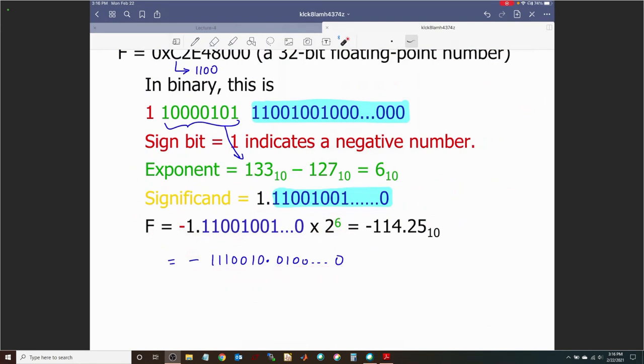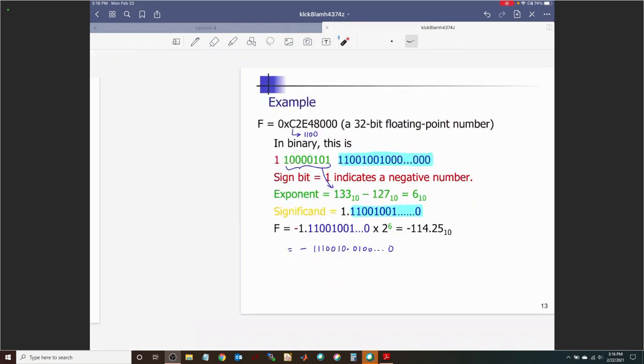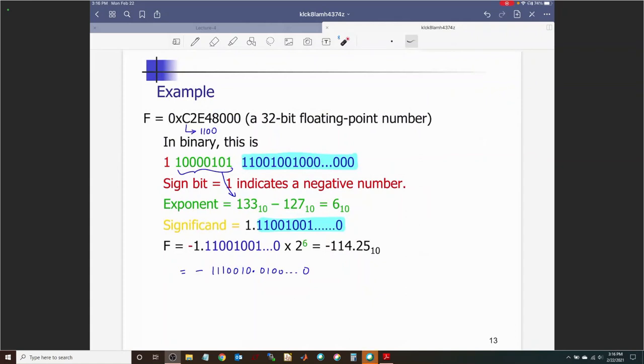Or you can find the value in binary of this and multiply it by 64. You can also do it that way. So there are a few options that you have. So now we did an example where we took the 32-bit sequence and we found the value it was representing. Questions about this example?